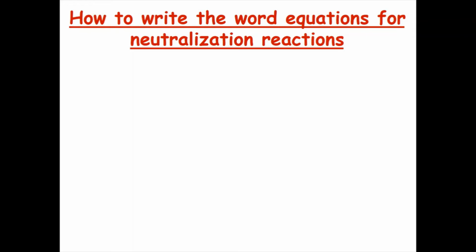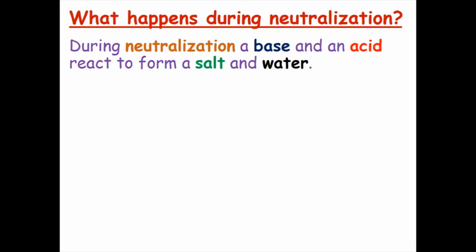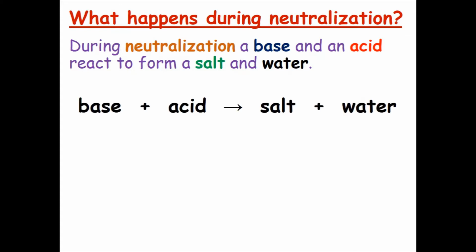Welcome to this video about how to write the word equations for neutralization reactions. Before we start, we are just going to look at what happens during neutralization. During neutralization, a base and an acid react to form a salt and water. The general word equation for this looks like this. Base plus acid react to salt plus water. The arrow in the middle is just read as "react to".